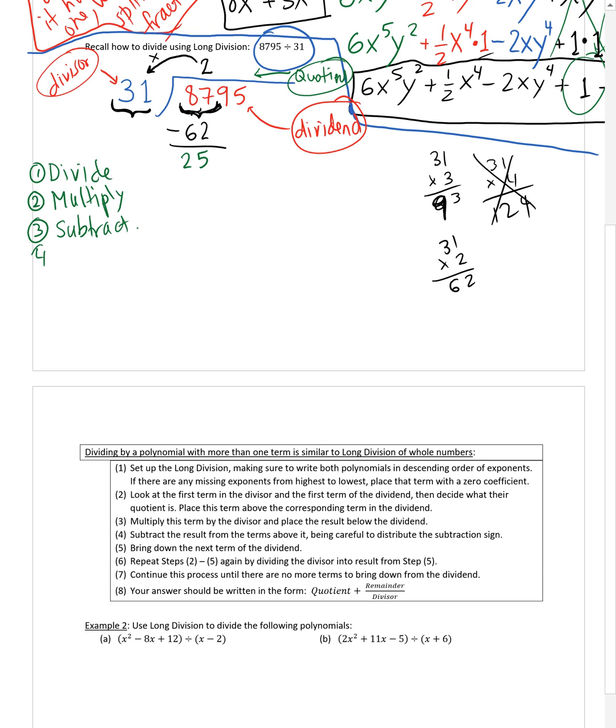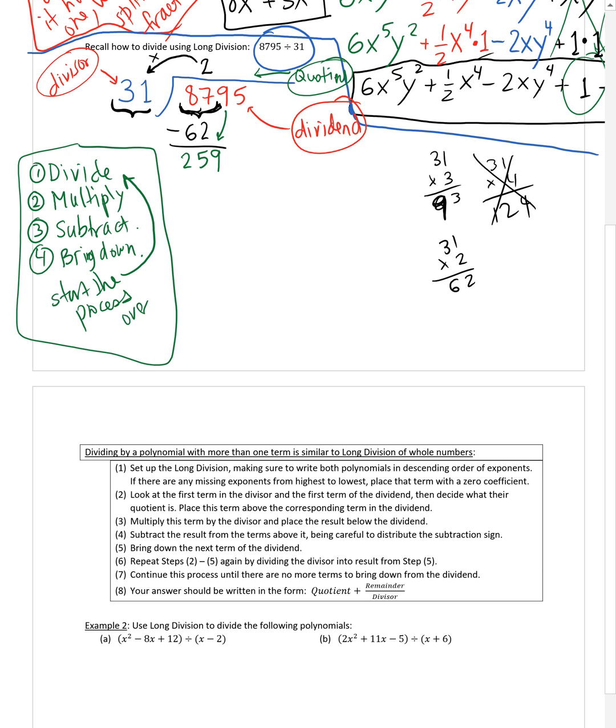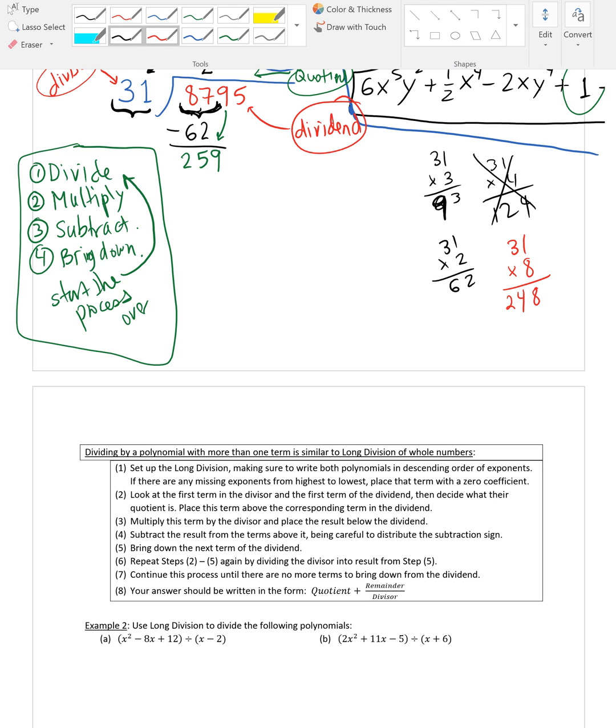And if you remember, the next thing you do is bring down the next digit. We've already looked at the 8 and the 7, but we haven't looked at the 9 yet. He's the next to bring down. And then you start over back at dividing. Start the process over. We'll be doing the exact same thing, but with polynomials. That's why it's good to keep those steps in mind. Alright, 31 into 259. I'm going to have to try that over here. Let's try 31 times 8. 8 times 1 is 8. 8 times 3 is 24. I think that's as close as we're going to get without going over. So 31 into 259 is 8 times.